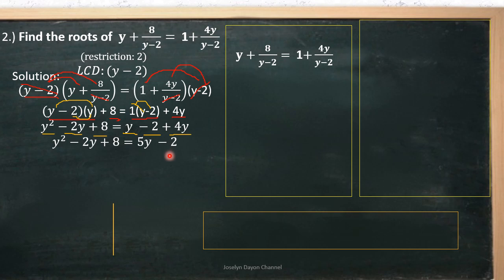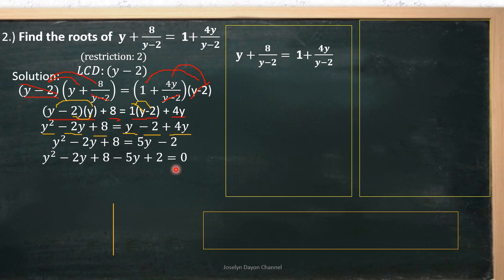Next, we have to transpose all the terms on the right side of the equation to the left side of the equation, so we can have the standard form of a quadratic equation. And the resulting equation will become y squared minus 2y plus 8. 5y became negative 5y, and negative 2 became positive 2, and equate it with 0.